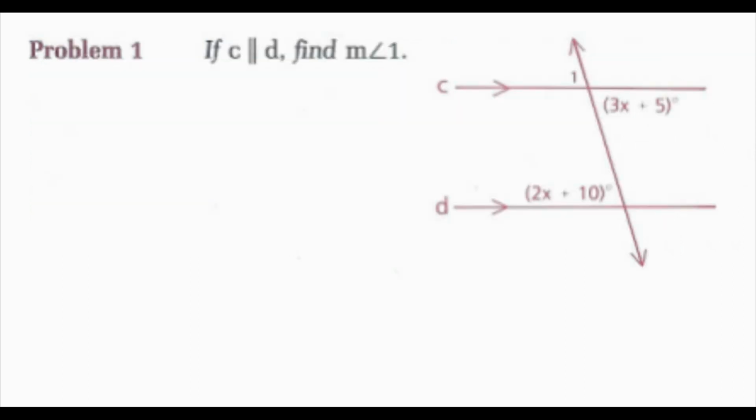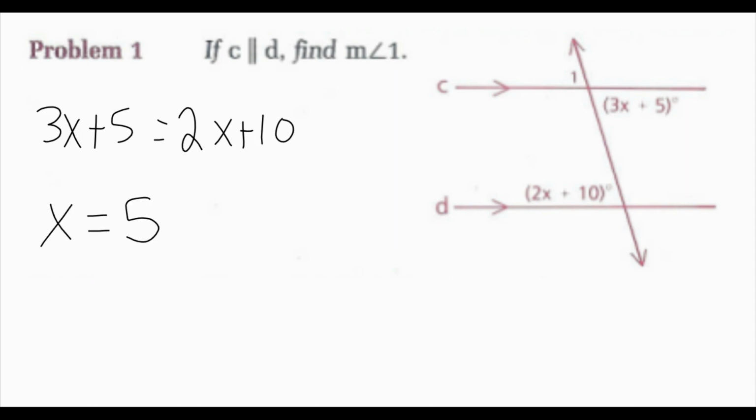Looking at our sample problems, if we have line C parallel to line D, we want to find the measure of angle 1. So if C is parallel to D, then 3x plus 5 and 2x plus 10 will be equal because those are alternate interior angles. So 3x plus 5 equals 2x plus 10. I'll subtract 2x and subtract 5, which will give me x is equal to 5. Now that I know x is equal to 5, that would tell me both of the angles are 20 degrees.